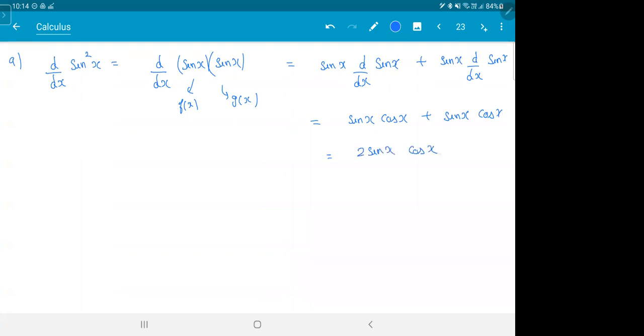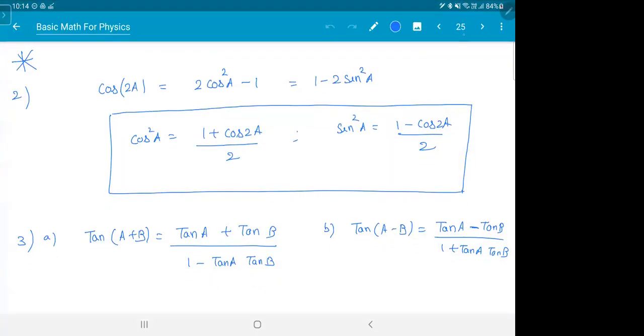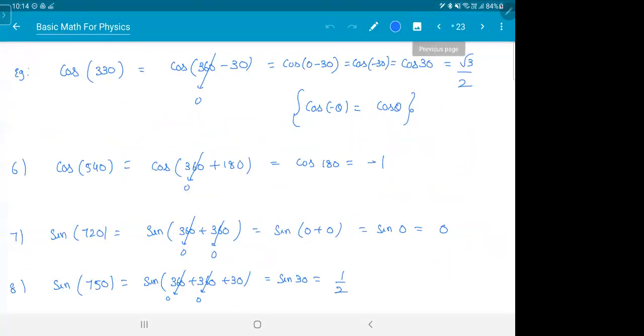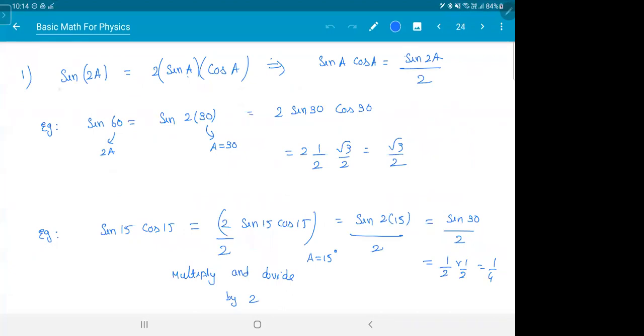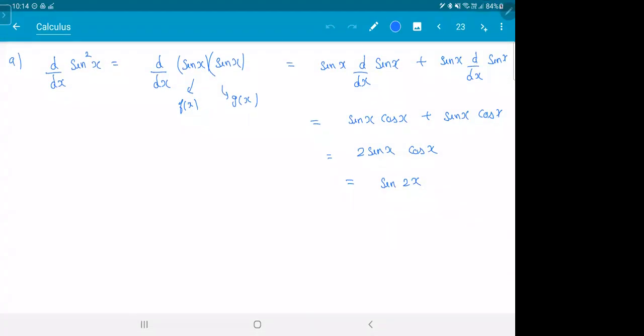Do you remember the formula? What is 2 sin x cos x? Sin 2x. 2 sin a cos a is sin 2a. This was the formula. Sin 2a is 2 sin a cos a. That is how they'll ask you in the exam.